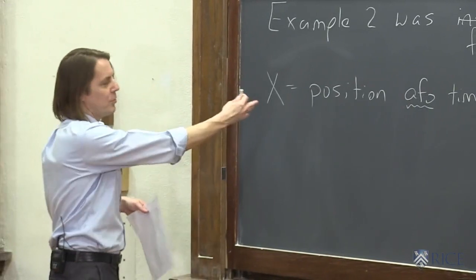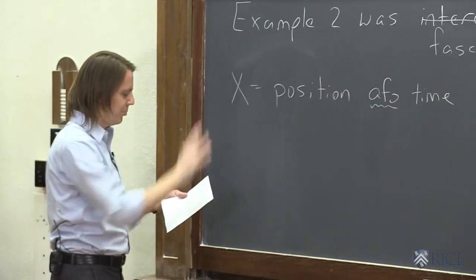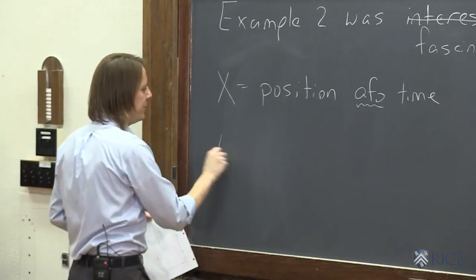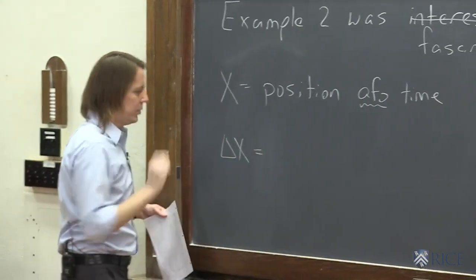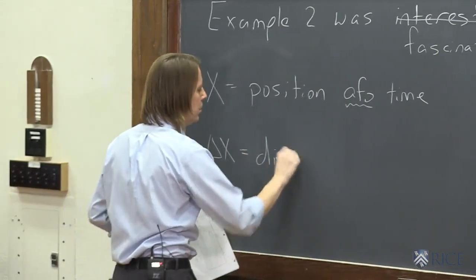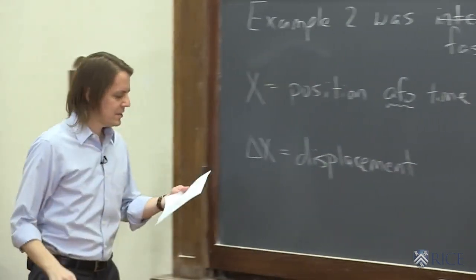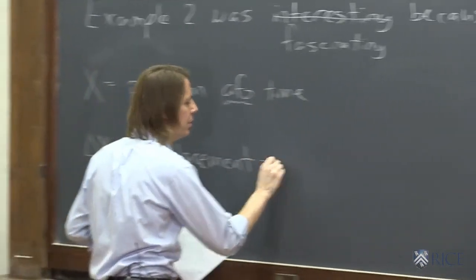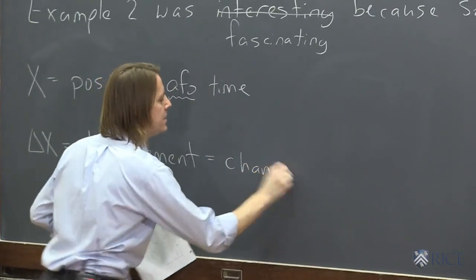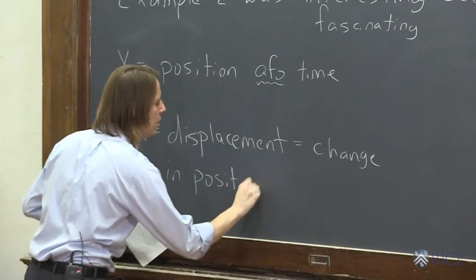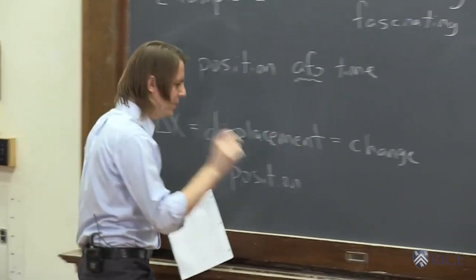Right? So we knew that there was some x. We know it can change in time. We call it position. But now we need a new one. Okay? So the new one, we write delta x. We call this the displacement. The displacement equals the change in position, and here's the key difference, between 2 times.